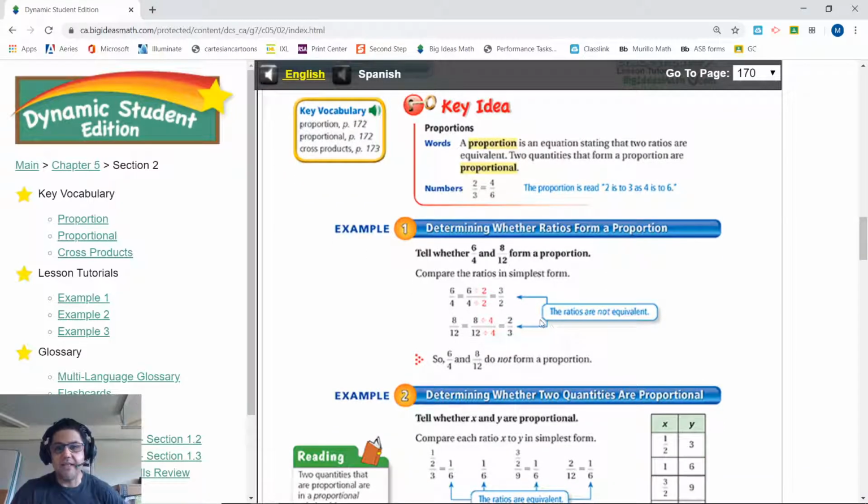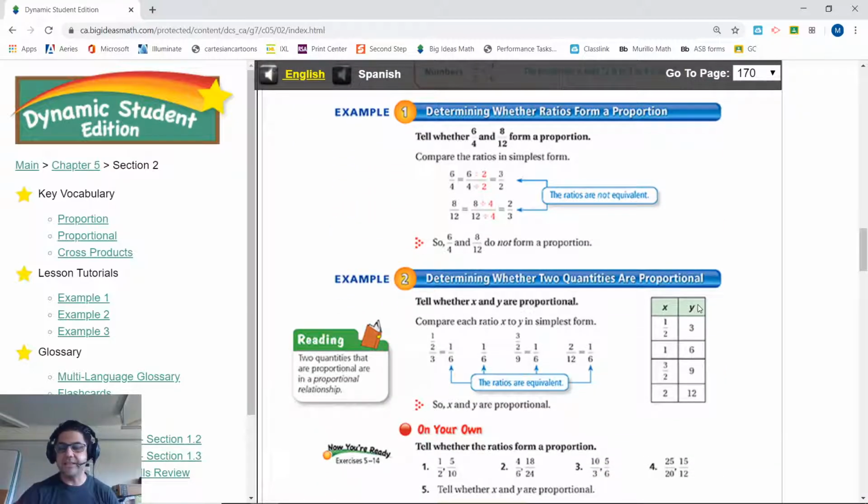So it looks like what they did here is they actually reduced it instead of putting it into a common denominator. So that's also another way. And it says 3 over 2 is not equivalent to 2/3, so not a proportion.